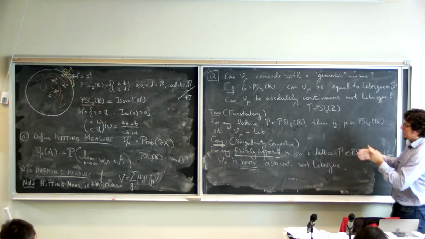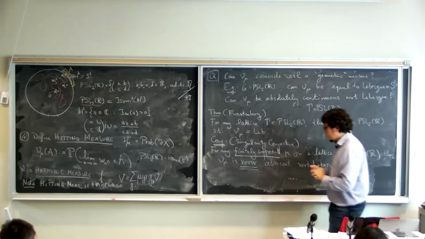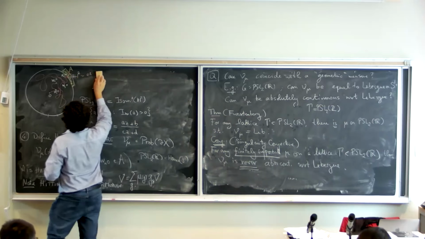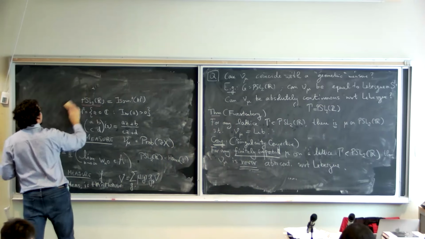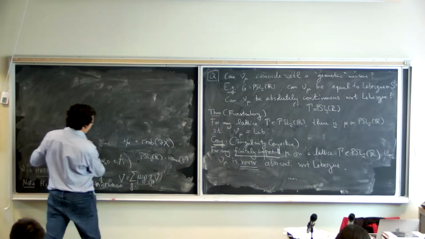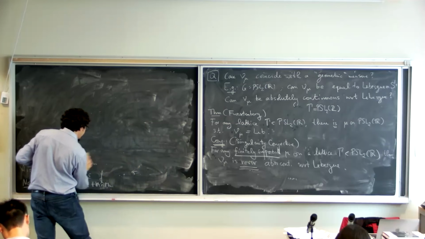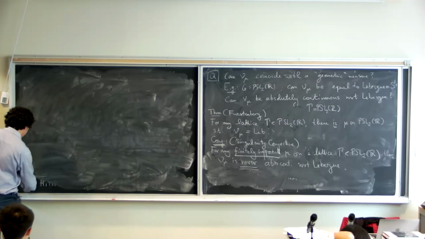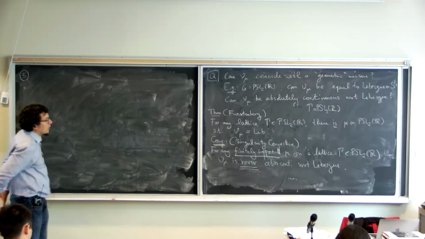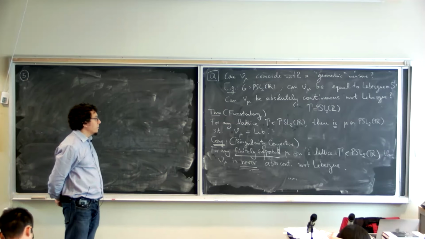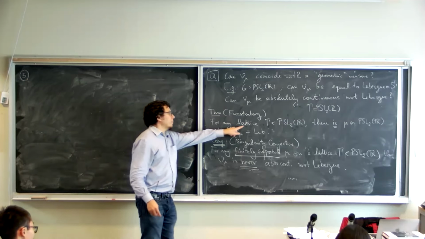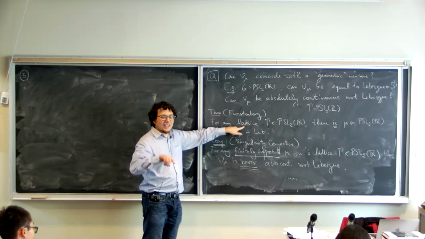Okay. So maybe let me finish the list of questions. We have at least two more. Again, the stereotypical example is this group acting on the disk, which is the example that we all have in mind when formulating this. In both, yeah. The first theorem. Yes. Yeah, you could also give up the lattice.